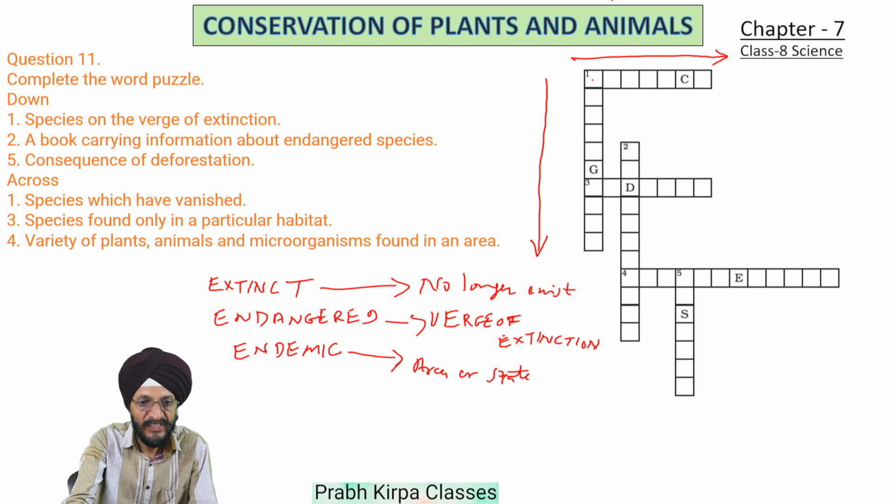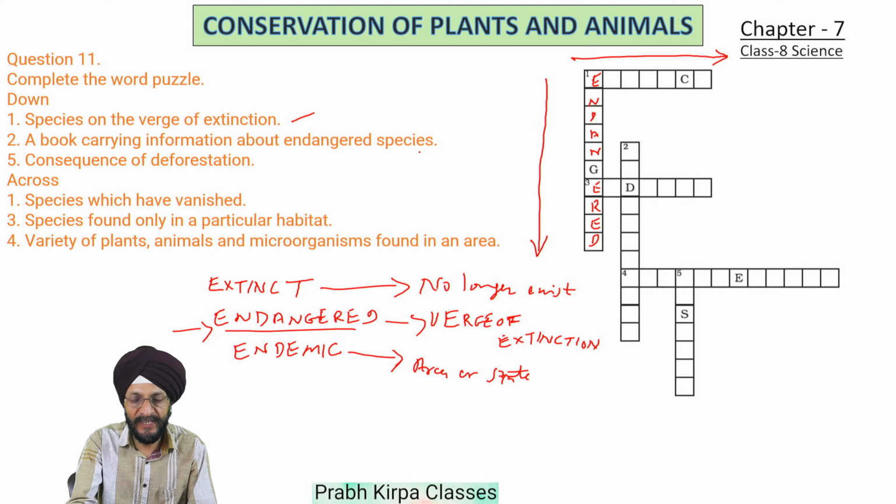So now we will first see species on the verge of extinction. We have seen that those species which are on the verge of extinction are called endangered. So we will write here endangered. Next, a book carrying information about endangered species. It is called red data book. As already told, this book is compiled and published by an international organization which is known by the name IUCN.